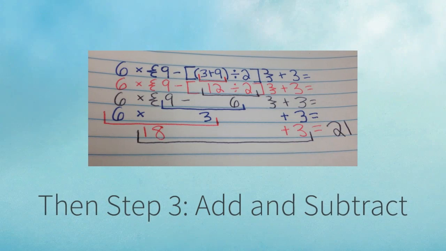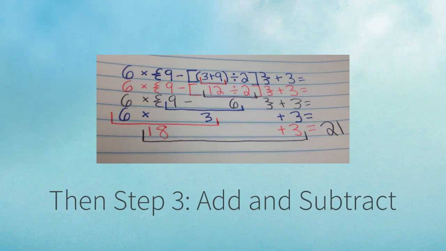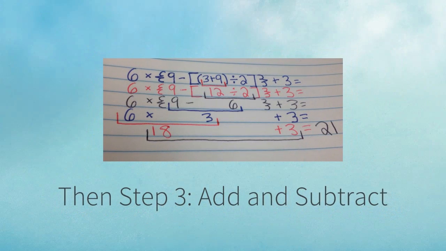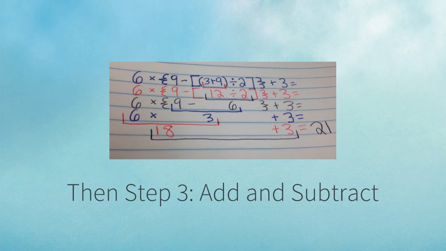Now we move on to adding and subtracting in order from left to right. 18 plus 3 equals 21, our final answer.